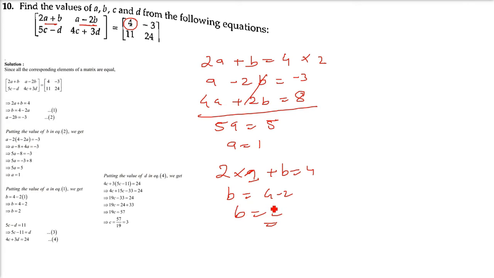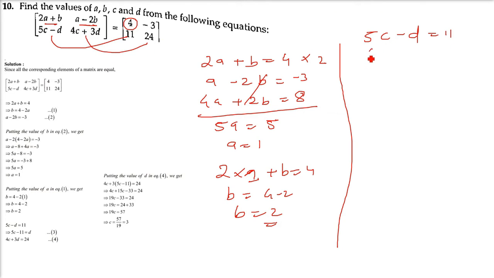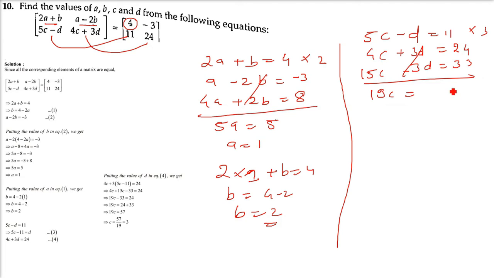That gives a and b. Now coming to c and d. In previous questions it was x and y, here it is c and d. So 5c minus d equals 11, and then we have 4c plus 3d equals 24. Now multiply the first equation by 3, as we just want to cancel this d. So 15c minus 3d equals 33. Just add these two. 15 plus 4 is 19, 24 plus 33 is 57.